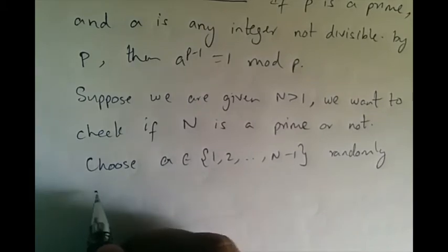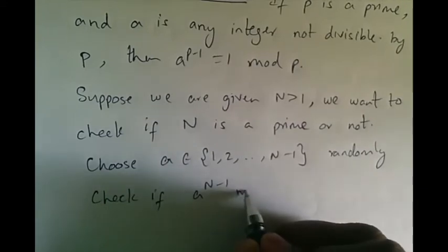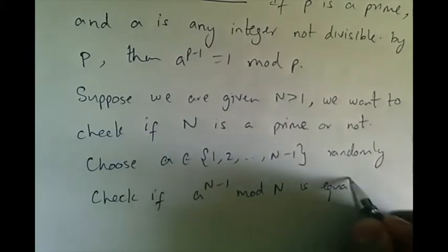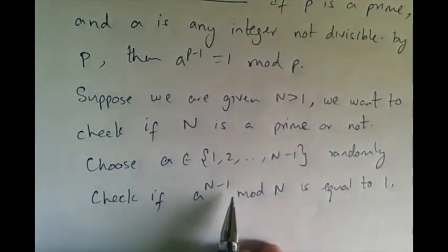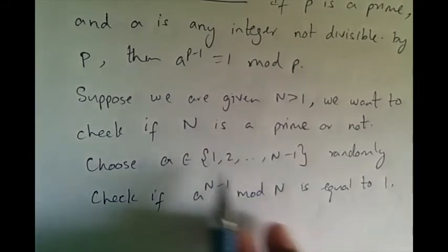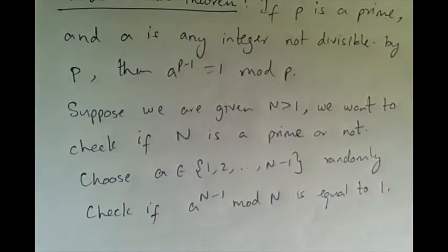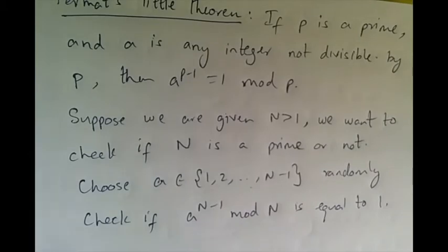So calculate, check if a raised to n minus 1 mod n is equal to 1. If n were a prime, a raised to n minus 1 mod n will always be equal to 1 for a in this range, because it satisfies the hypothesis of Fermat's little theorem. We have, instead of p, n here, and a in this range is not divisible by n.